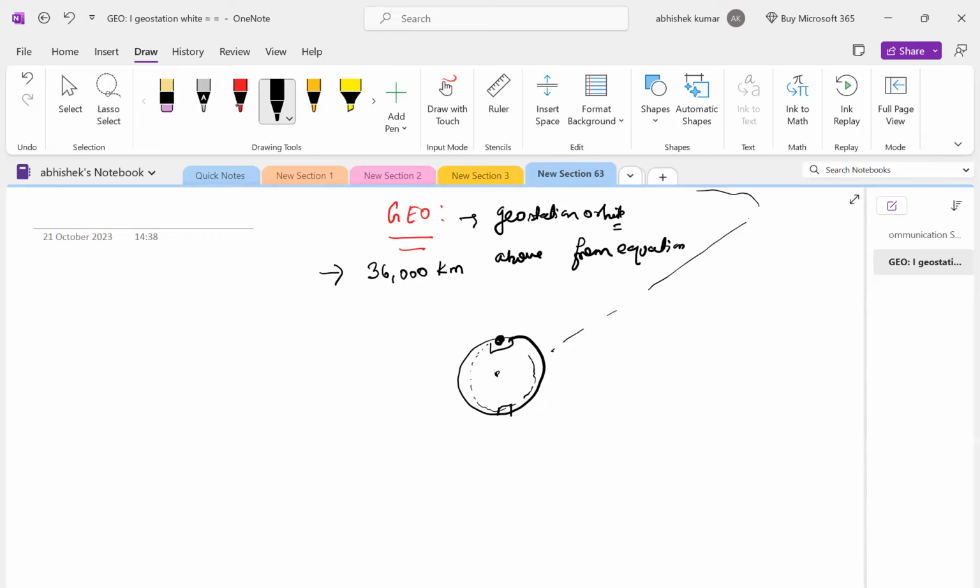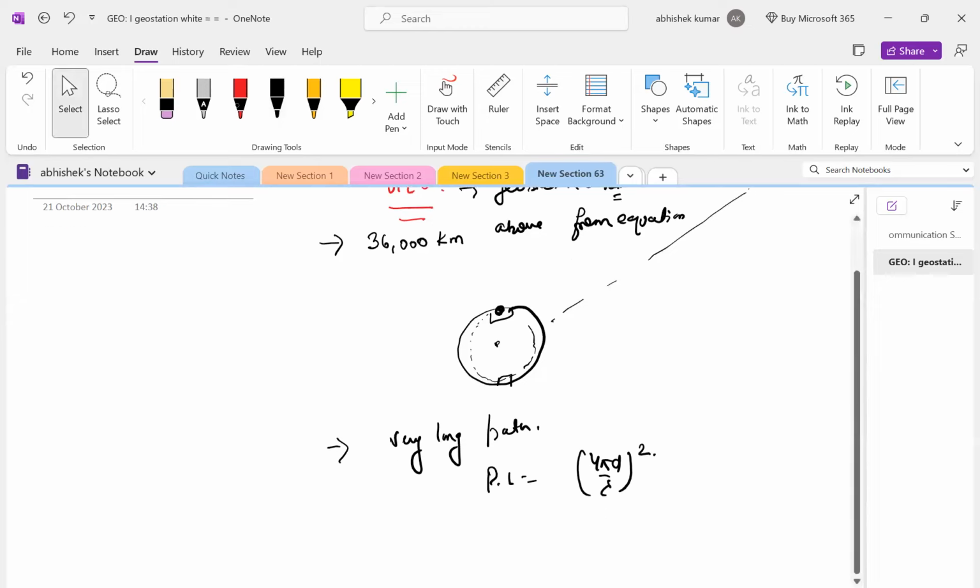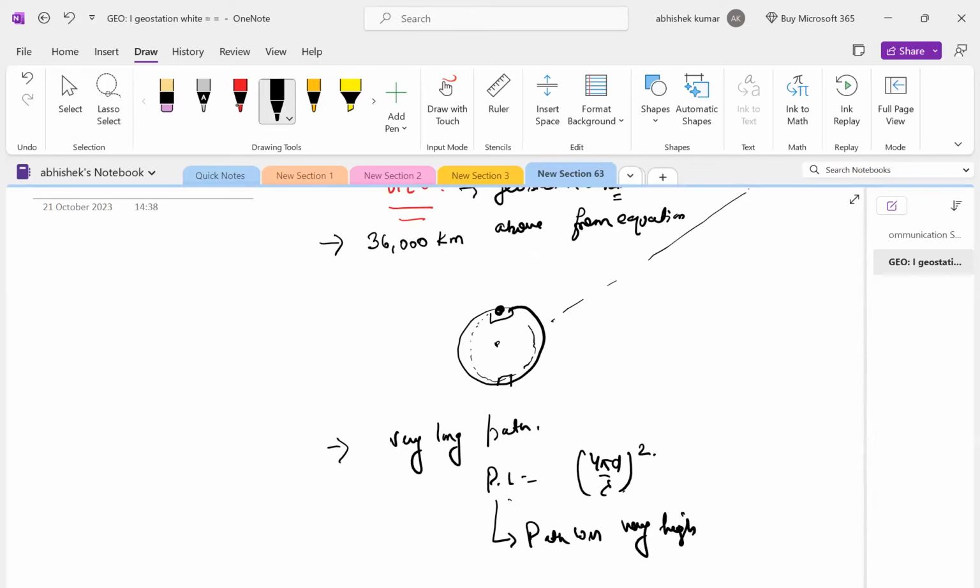Apart from the advantages, there is a disadvantage: it has a very long path. We studied that path loss is (4 pi d / lambda) squared, so the path loss will be very high in this satellite. This is the geostationary orbit, and the satellite is known as a geostationary satellite or geosynchronous satellite.